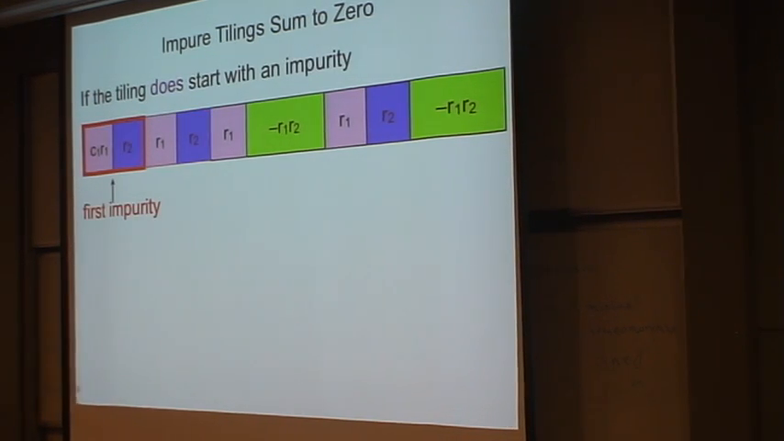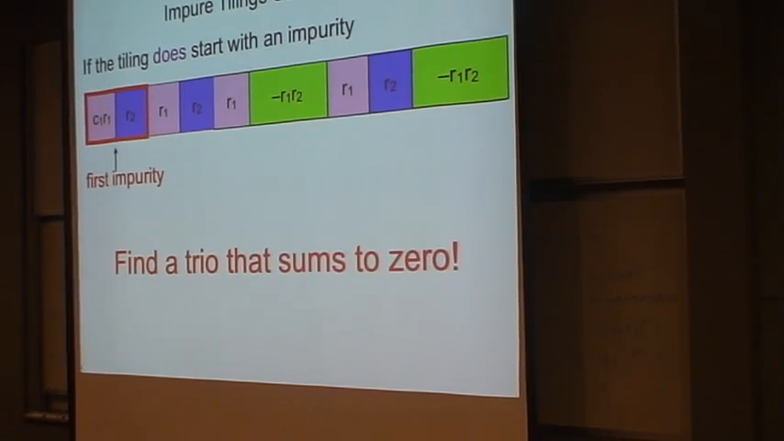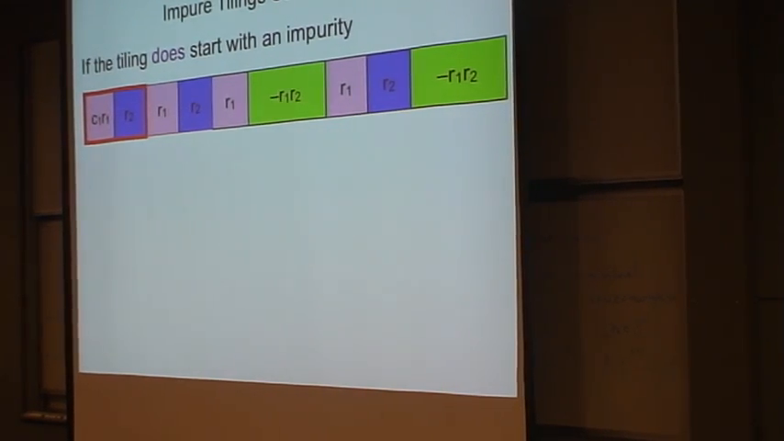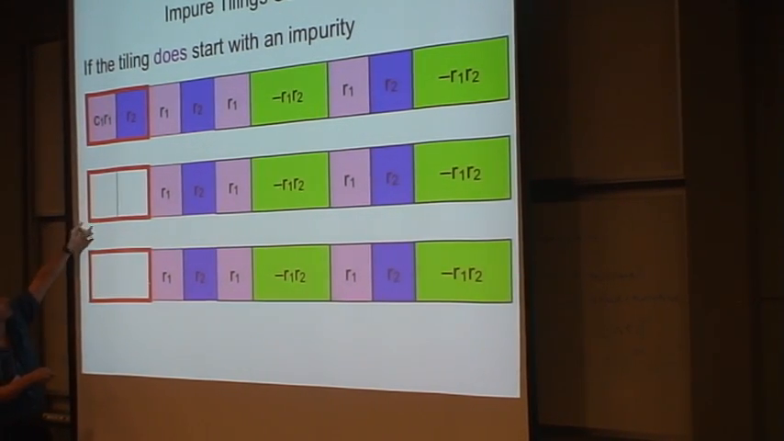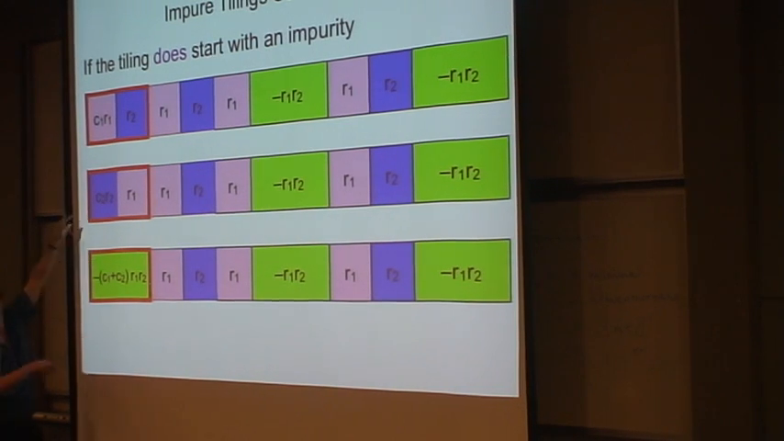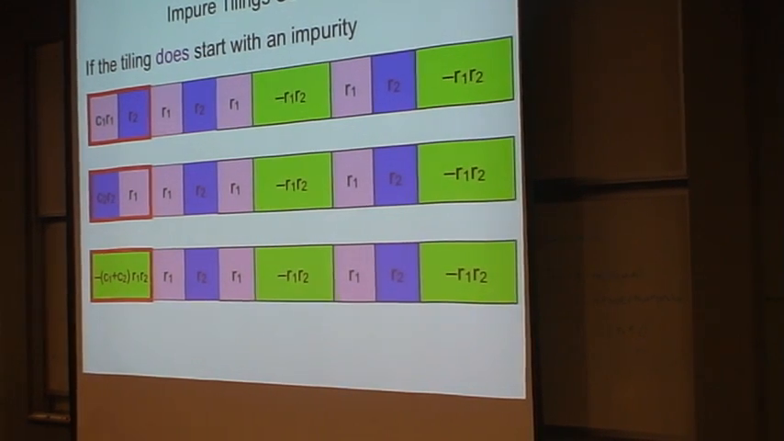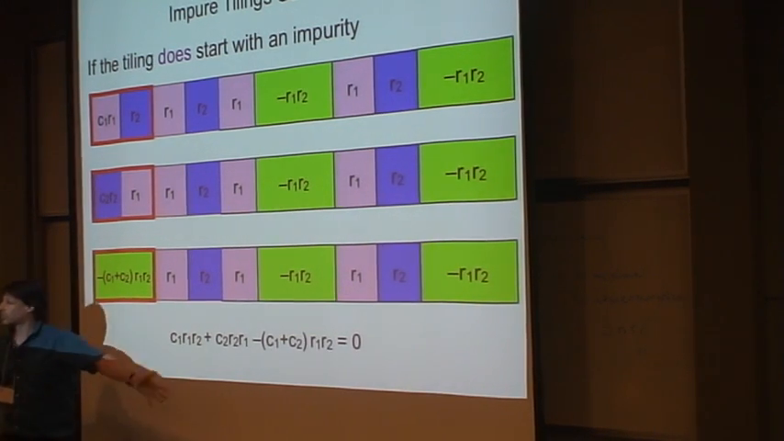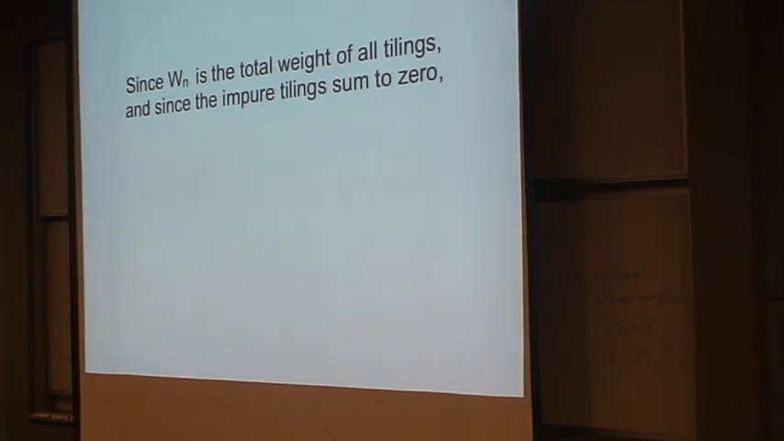What if we do start with an impurity? Well, in this case, and it almost rhymes, we find a trio that sums to 0. All right? So there are 3 ways you can start with an impurity. So I just cloned them, but now let's erase and replace with light dark, dark light, or domino. And notice, no matter how arbitrarily I define those C1s and C2s, those 3 weights sum to 0 for any values of C1 or C2. Okay? So, the impure tilings do sum to 0.